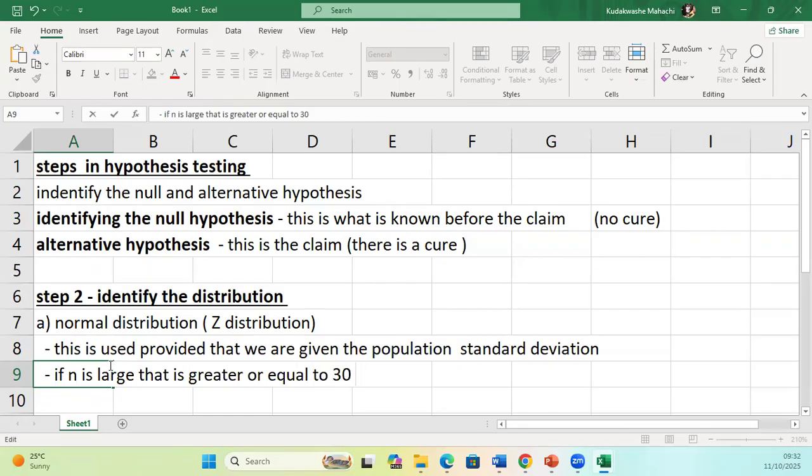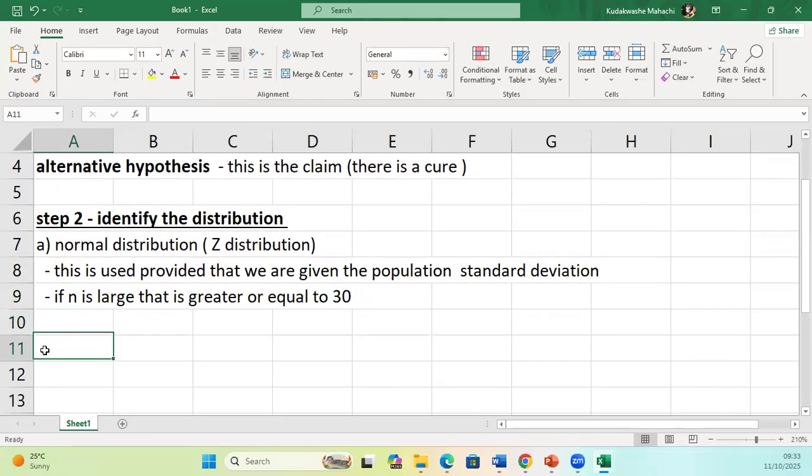So we can also use the normal distribution, provided that the sample size is large, our n is greater or equal to 30. By the way, if we are testing this claim, we need a sample. We test it on a sample. We'll take maybe 30 people with cancer, we'll take 40, we take 10. Then we test the drug that they are saying cures cancer. Then we see the results. So if the sample size is large, that's greater than 30, you use the normal distribution.